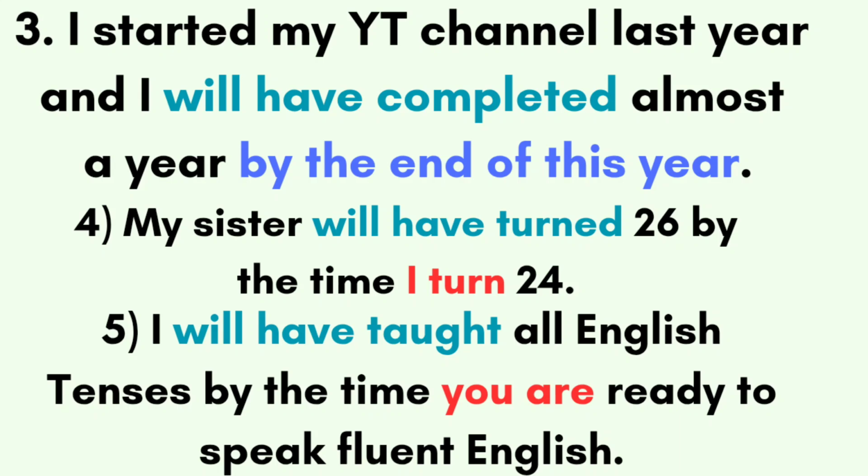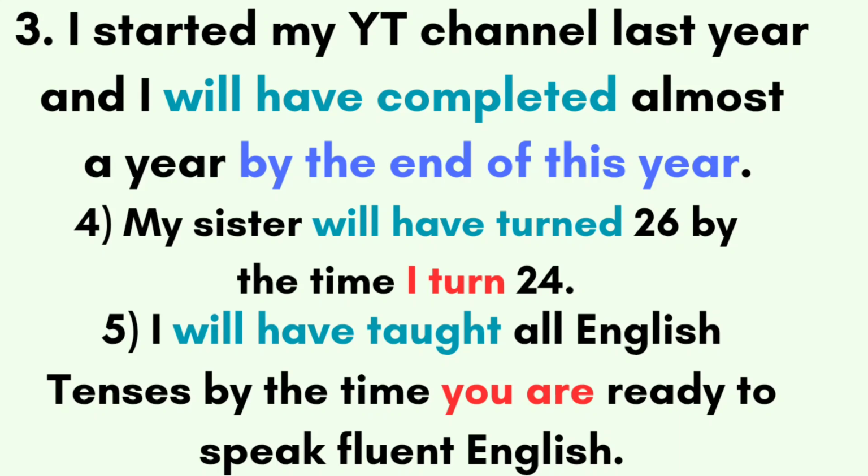Fourth one, my sister will have turned 26 by the time I turn 24. Here 26 means 26 years old. I mean sometime in the future, my sister will have turned 26 years old by the time, that means at the time I turn 24. So instead of using a specific time, here I have used another action, that is I turn 24. And we use by the time, by next year, by Monday, by next week, when, before. These things we use in future perfect tense, right?